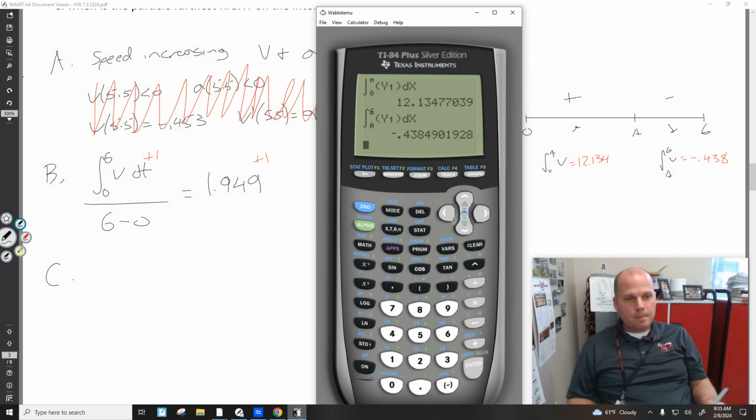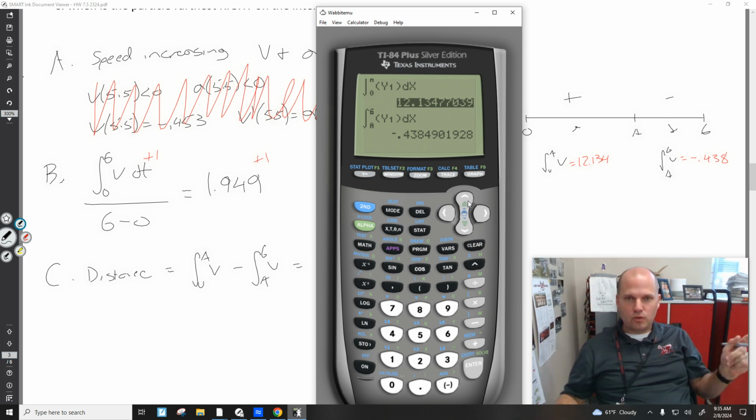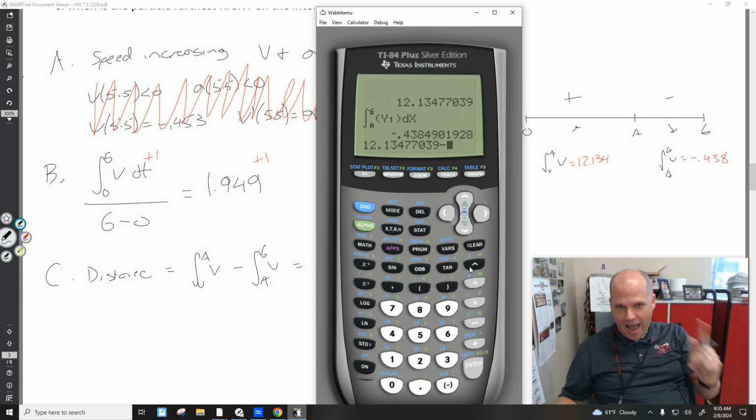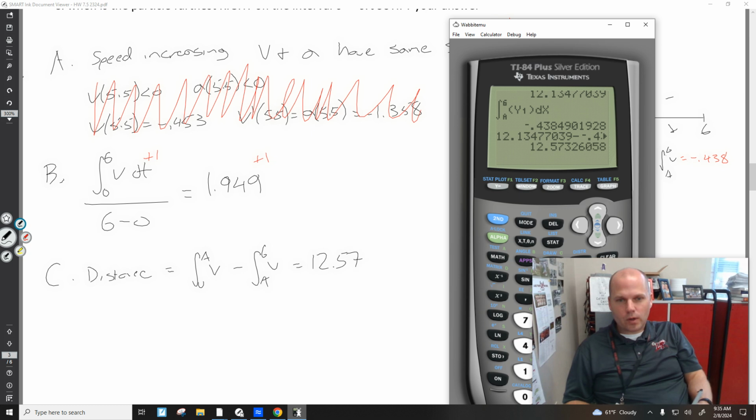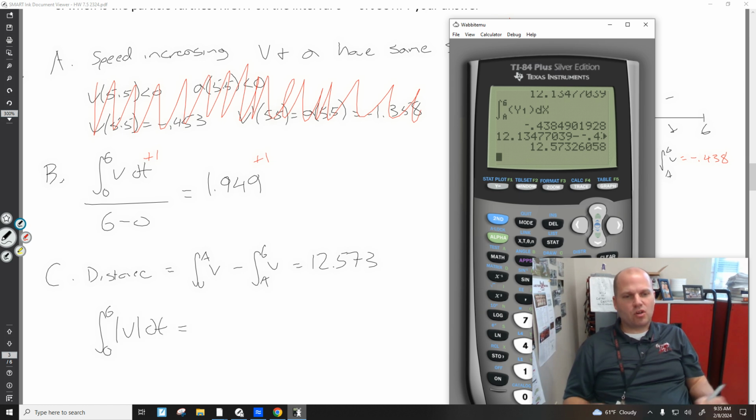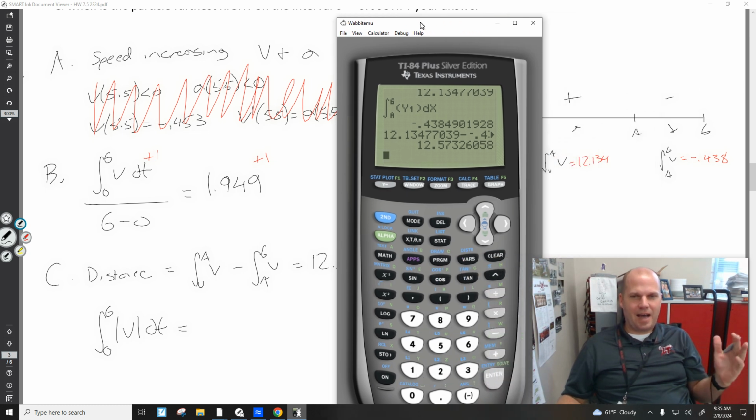Because you could say your distance is your accumulation from 0 to A of v minus your accumulation from A to 6, which takes the amount that the particle moved to the right and adds the amount that we moved to the left as a positive. You could get your answer this way. But what's the shortcut? You can just accumulate your speeds, or make sure all your displacements are positive using an absolute value.